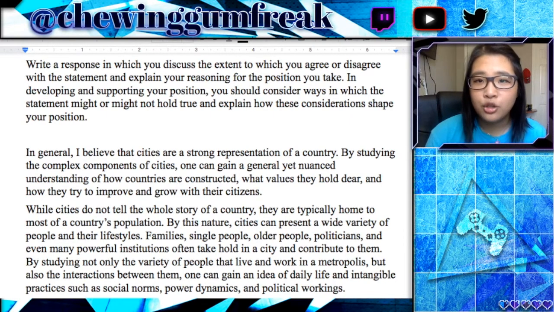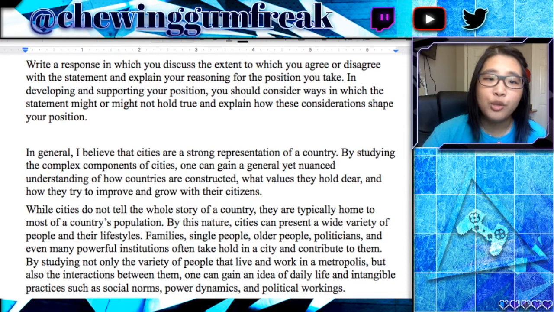So moving on to the first paragraph, we'll read through it and then I'll give comments. While cities do not tell the whole story of a country, they are typically home to most of a country's population. By this nature, cities can present a wide variety of people and their lifestyles.